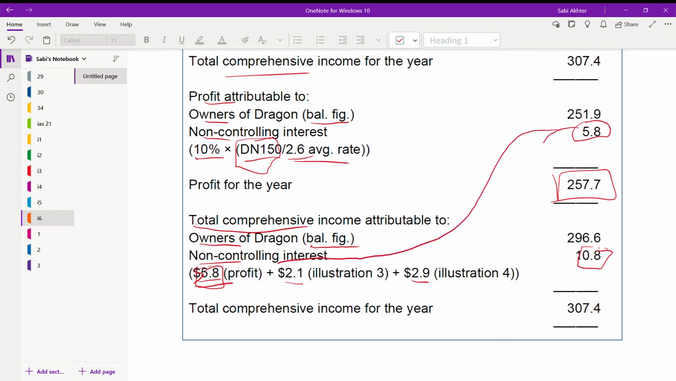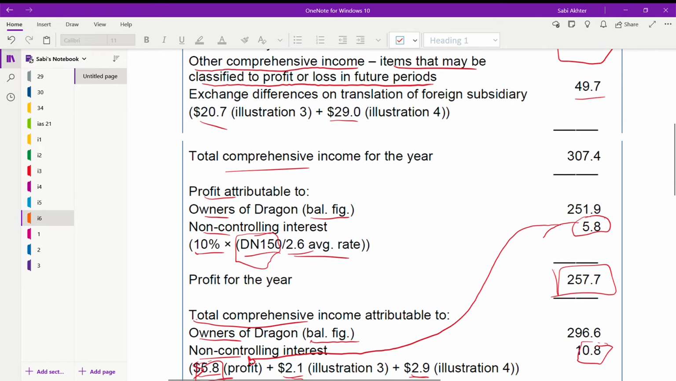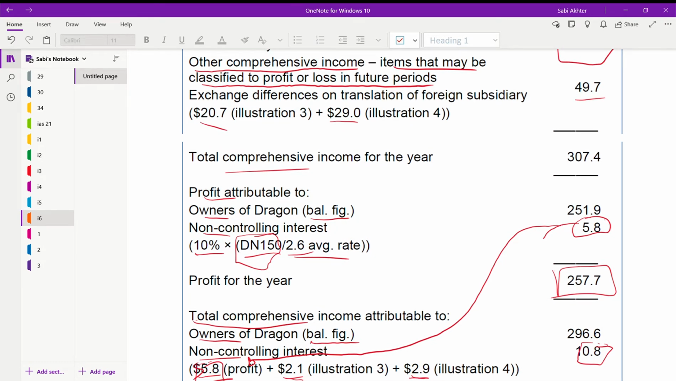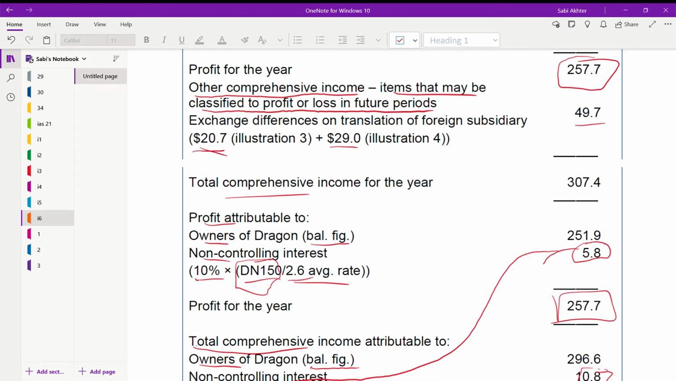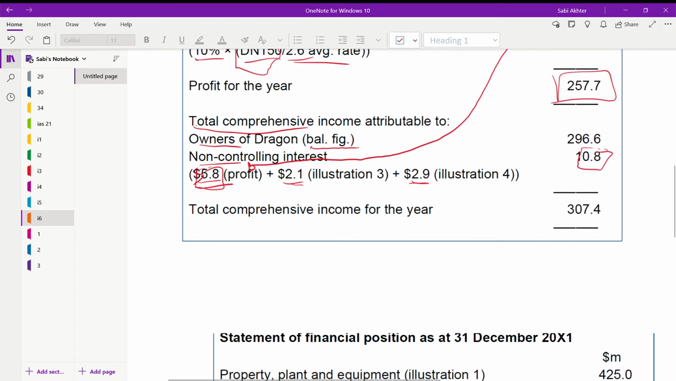So it's the same. Okay, after that you are adding this 2.1 and 2.9. That's it. Profit you are taking, but remember you took this and this. You have to take 10% of this too for total comprehensive income, along with the profit for NCI, and hence you will get the total comprehensive income for the year.